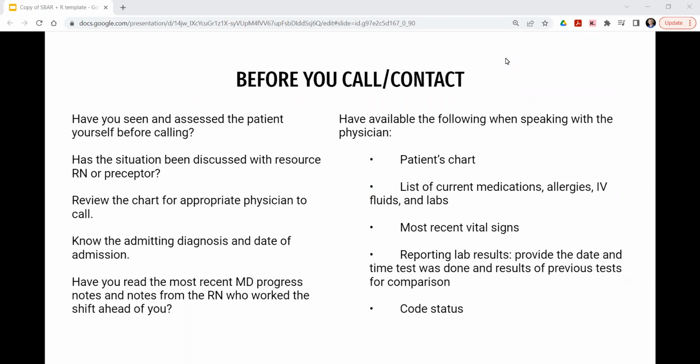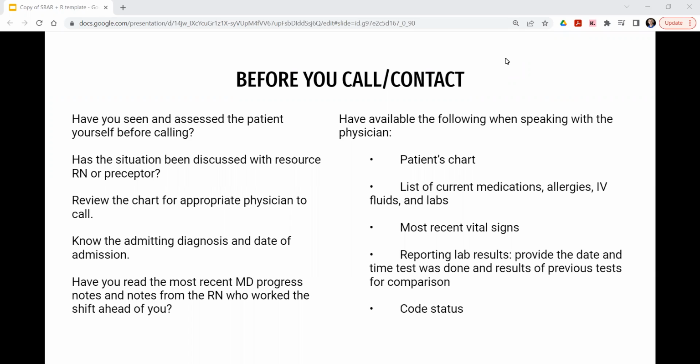Before calling or contacting a physician, follow these steps. Have you seen and assessed the patient yourself before calling? Has the situation been discussed with a resource RN or preceptor? Review the chart for the appropriate physician to call. Sometimes you're calling someone who is not the correct contact. Know the admitting diagnosis and date of admission. Have you read the most recent physician progress notes? Any notes from the RN left from the shift before you?